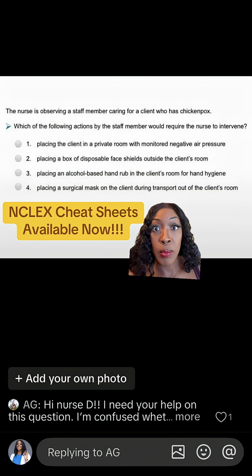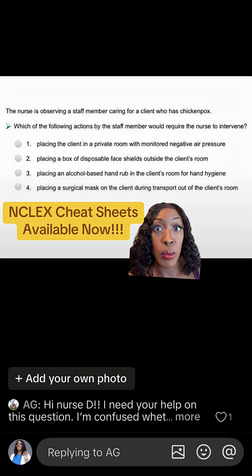We don't want to transport that patient anywhere outside their room unless we absolutely have to. But if we absolutely have to, they're going to have to put on a surgical mask, right? Why would we intervene? In other words, which one is wrong? It's number 2, placing a box of disposable face shields outside the client's room.